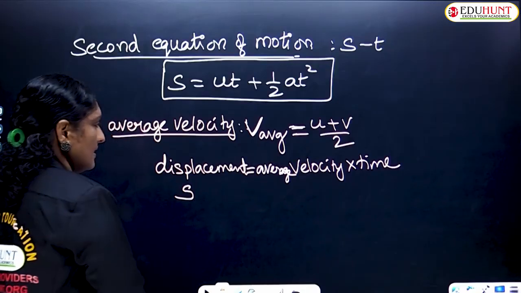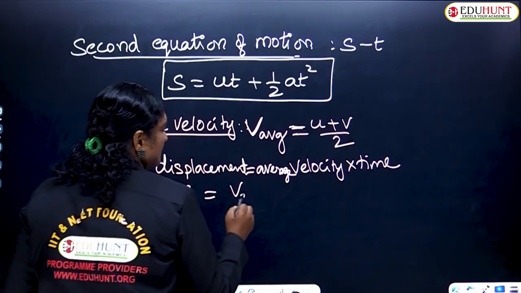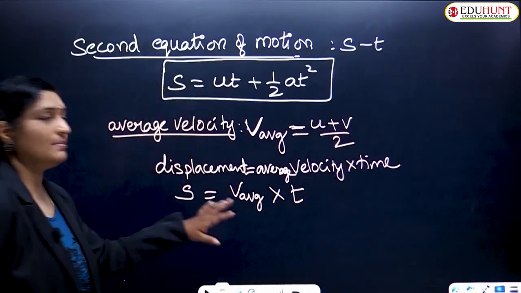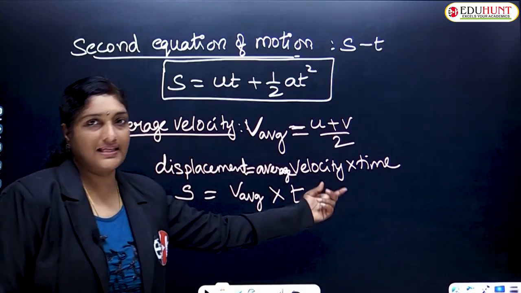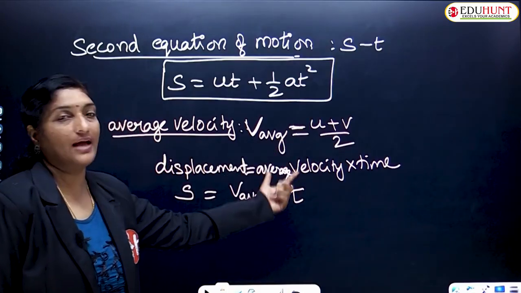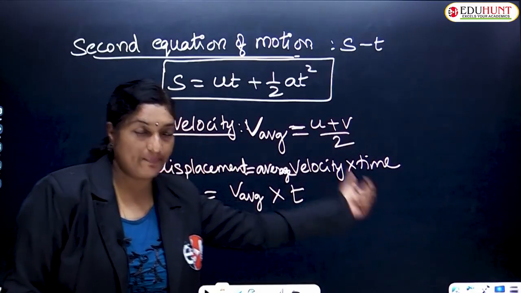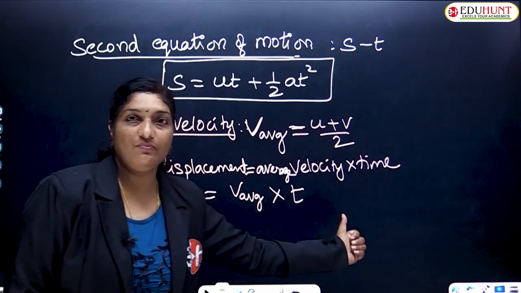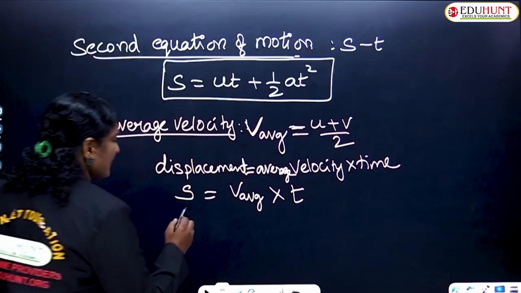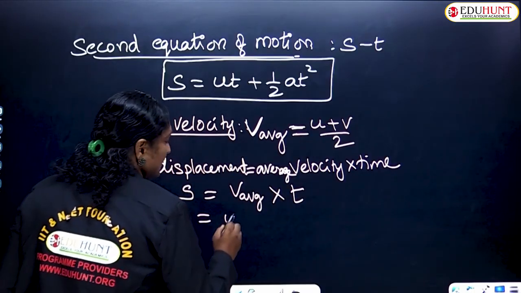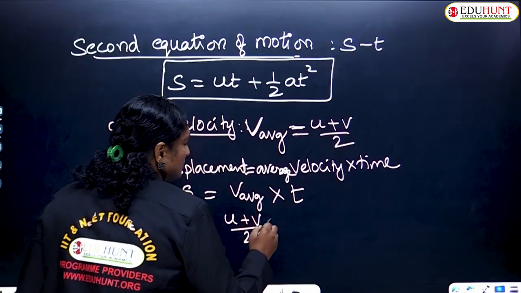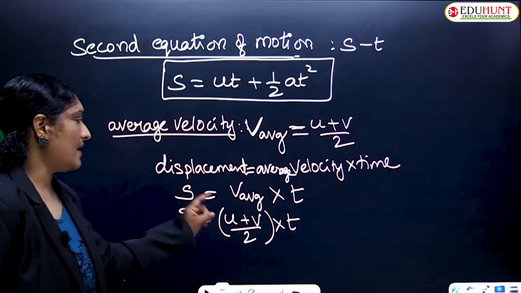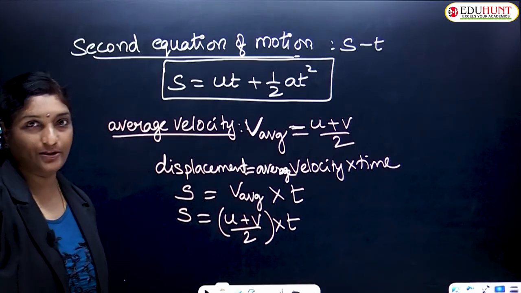Displacement is indicated with the letter S, average velocity with V average, and time with t. I hope you are getting me, children. So displacement equals velocity into time. Because it has two different velocities, I took the average of the two. So based on that, I can write S is equal to, instead of V average, I can replace it with (u plus v) by 2, into t. Isn't it, children? So S can be written as (u plus v) by 2 into t.